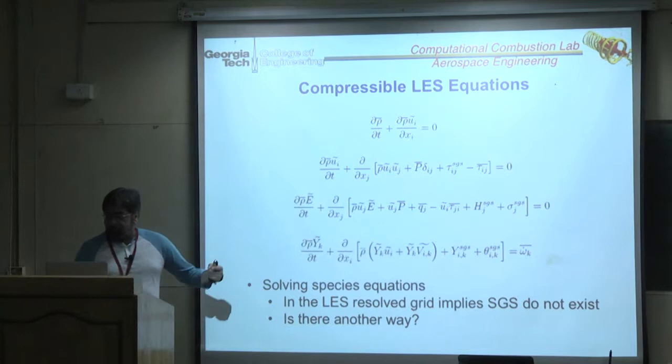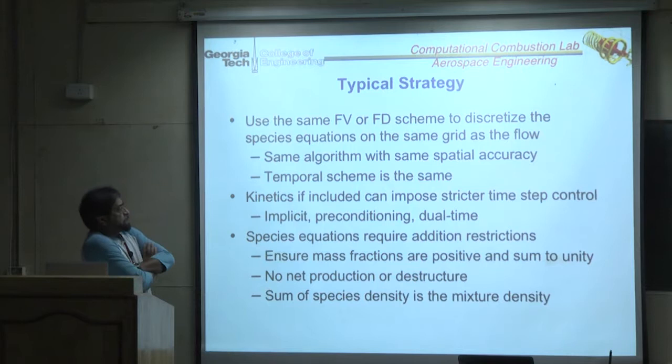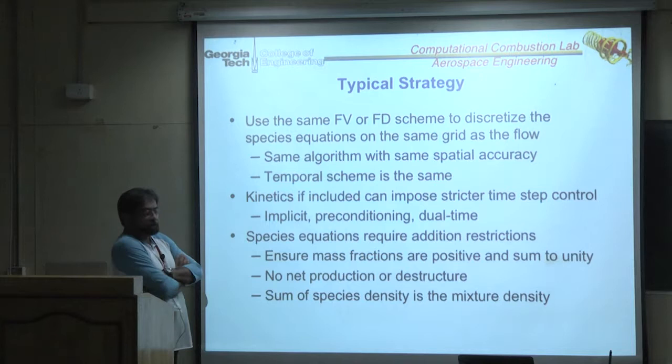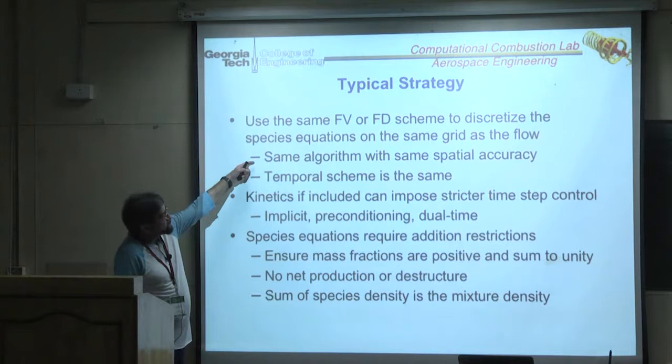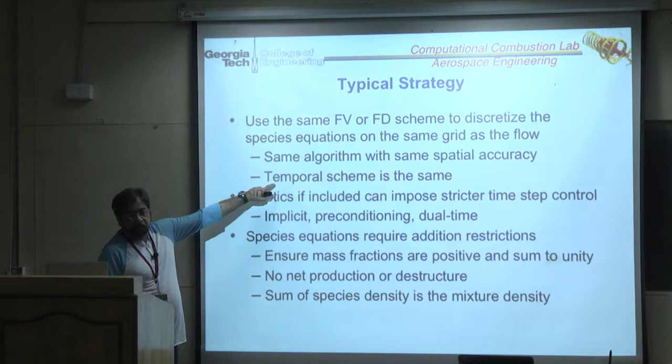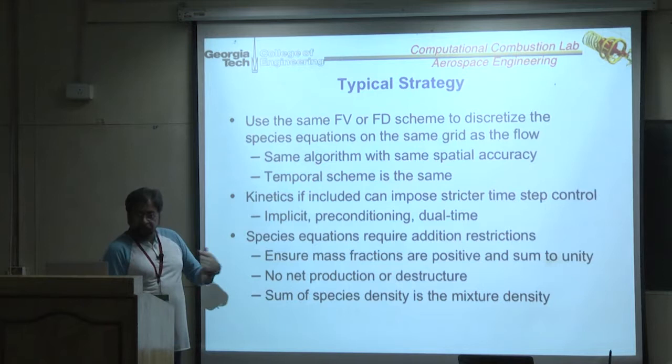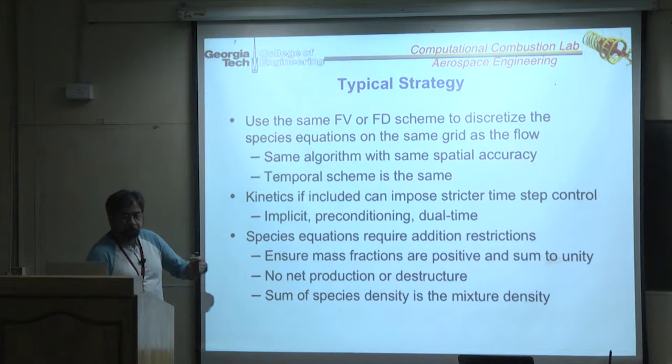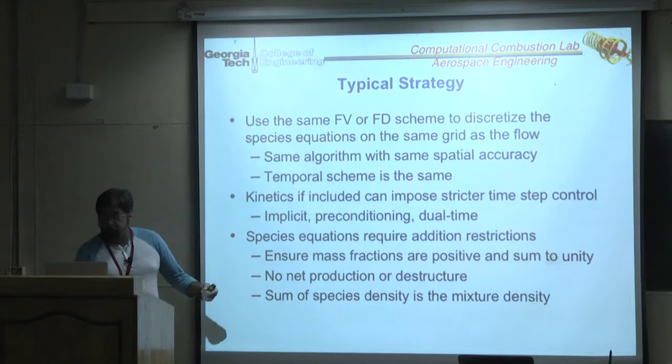So for example, the typical strategy for the species would be, if you have a finite volume solver, as many people do in fluid mechanics, you just add some more species to it and use the same flux routine, flux split or compact scheme or whatever scheme you're using, and solve that equation on that grid with the same accuracy and the same time step. But the reality is that if kinetics is imposed, by definition, kinetic time scales are much smaller, so you may need a different time step. So you'll have to do sub-iterations or implicit schemes or preconditioning. A bunch of other options have to be brought in.